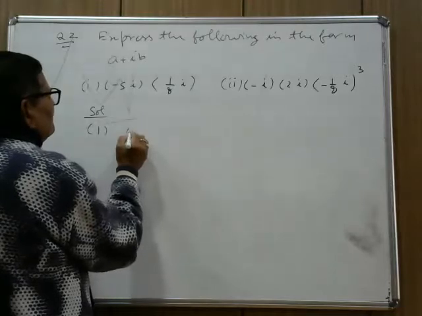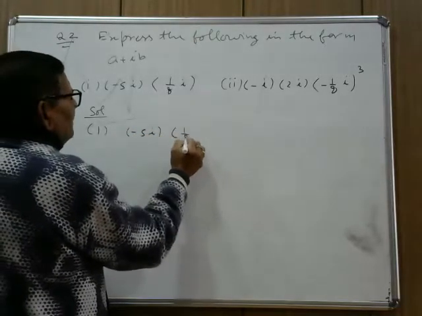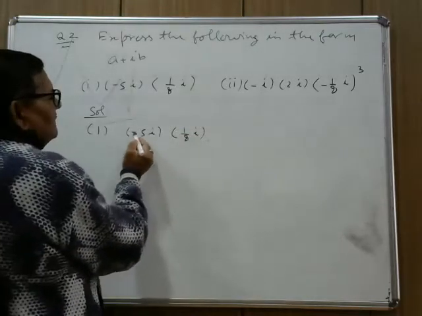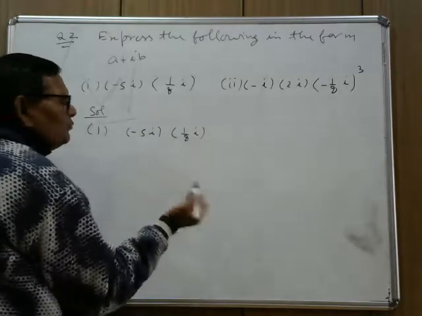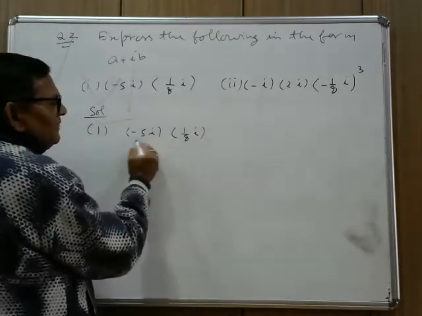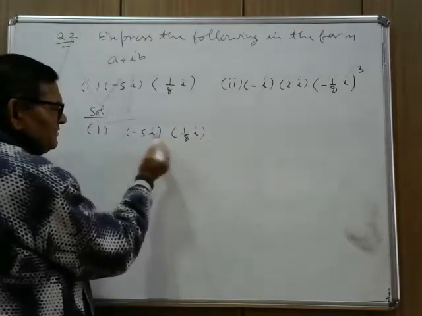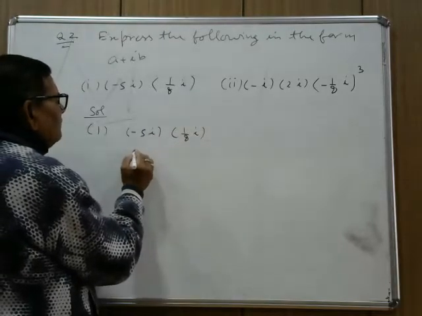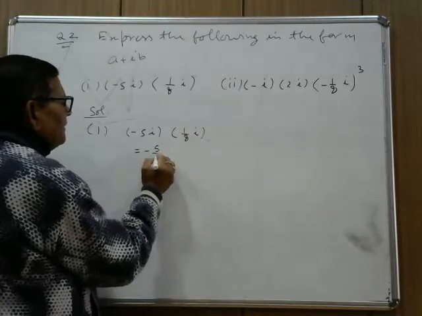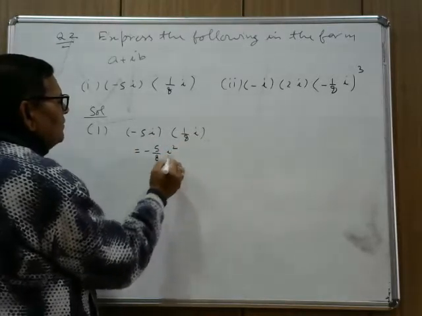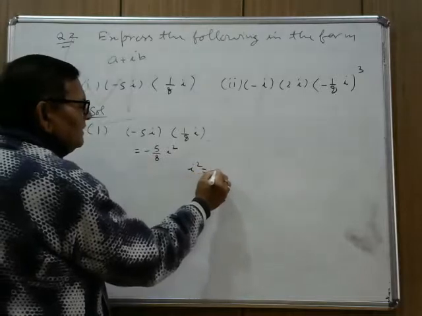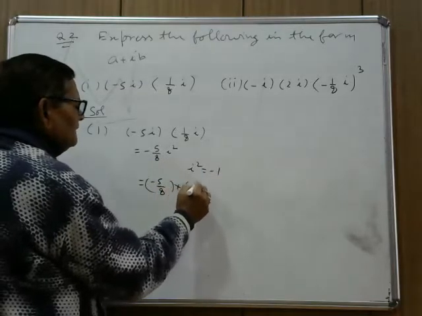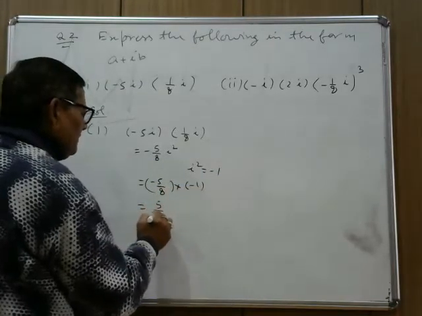Now you see, this is minus 5i into 1 by 8i. Here are two complex numbers you have to multiply. In such questions, first you multiply their real parts, then you multiply i by i. So minus 5 into 1 by 8 becomes minus 5 by 8, and i into i becomes i square. When you write i square equals minus 1, it becomes minus 5 by 8 multiplied by minus 1, that is equal to 5 by 8.